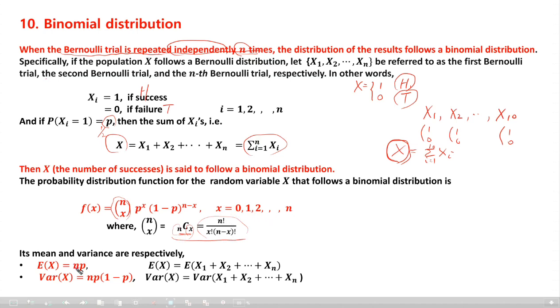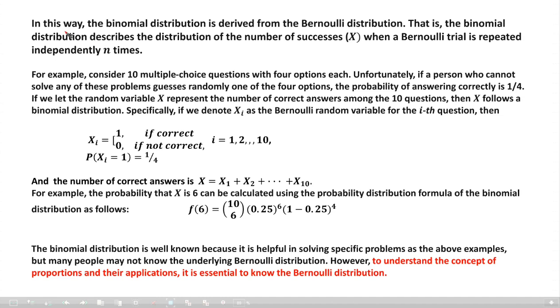Okay? The mean and the variance are respectively like this. What was the expectation of the Bernoulli random variable x? The expectation of Bernoulli was p yesterday. The variance of x was p times 1 minus p yesterday. So here, in the binomial case, the expectation is np, n times p. The variance is n times the Bernoulli variance, n times p times 1 minus p.